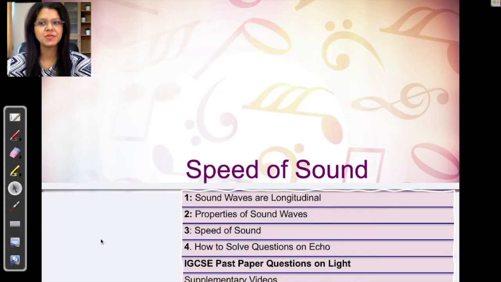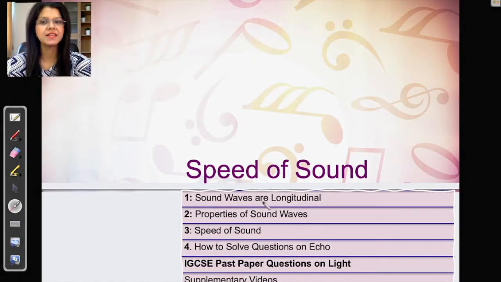So in the previous two videos, we have learnt about how sound waves are longitudinal and some of the important properties of the sound waves. In this video, we'll be talking about the speed of sound.